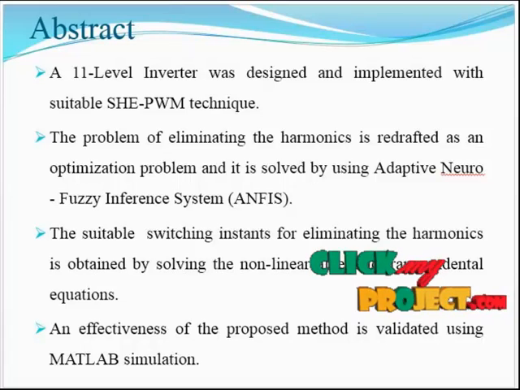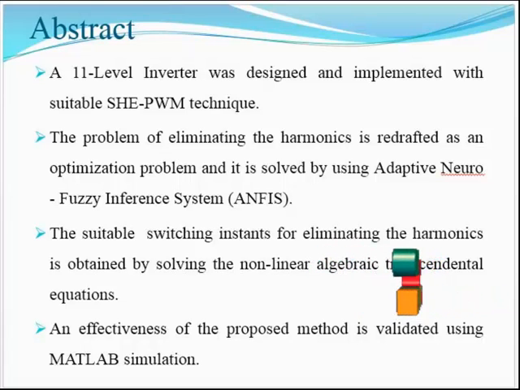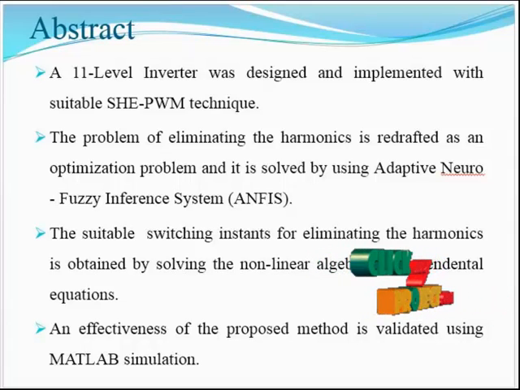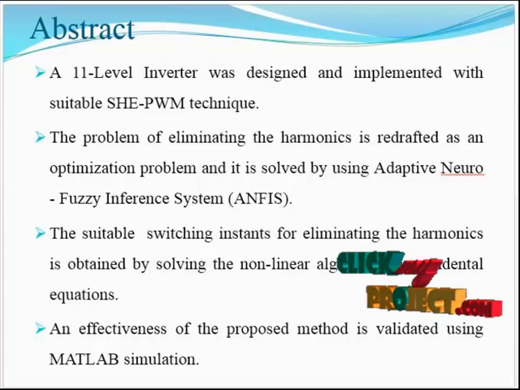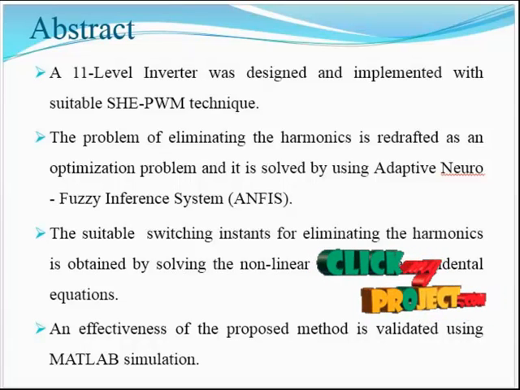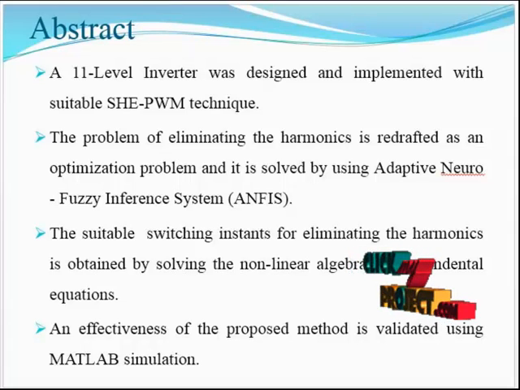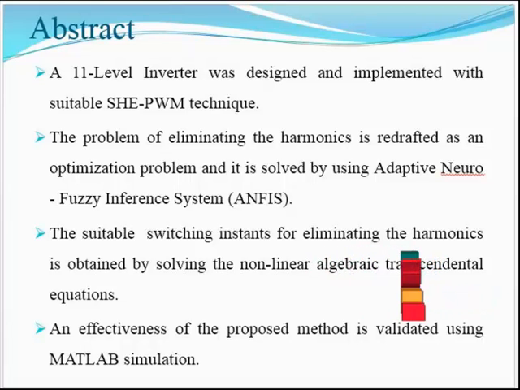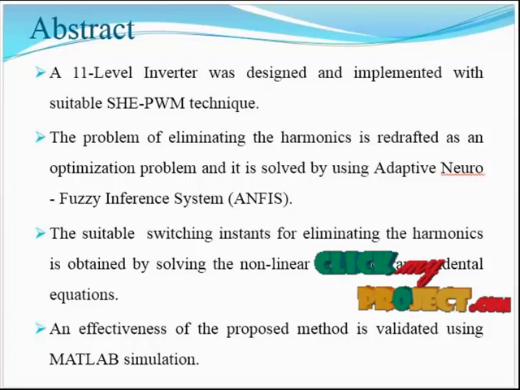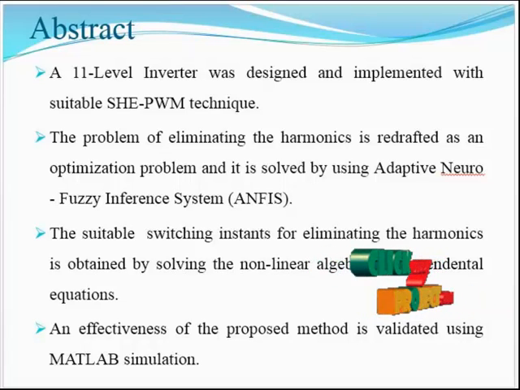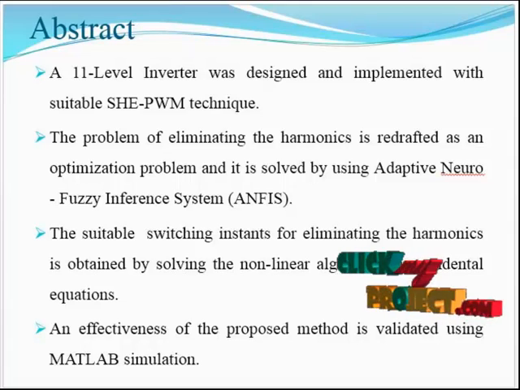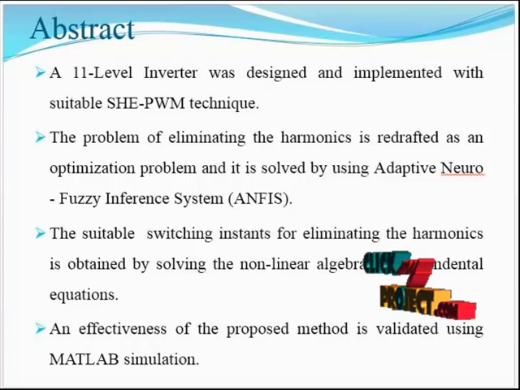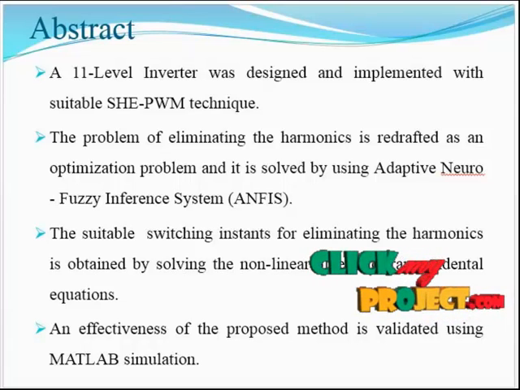For the elimination of harmonics, various PWM techniques are available: sinusoidal pulse width modulation, carrier based sinusoidal pulse width modulation, space vector PWM techniques, etc. But in certain applications, if the application is sensitive to harmonics but can tolerate the switching losses, high switching frequency PWM is preferred. Similarly, if the application is sensitive to harmonics but cannot tolerate the switching losses, low switching frequency PWM is preferred.